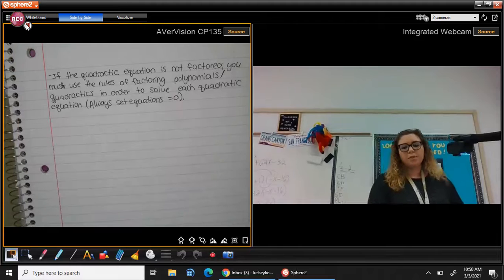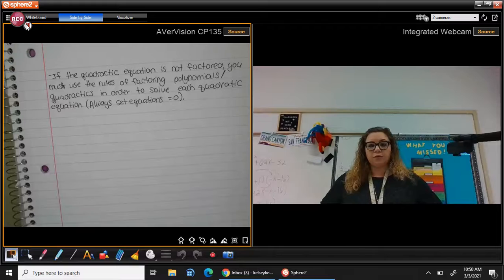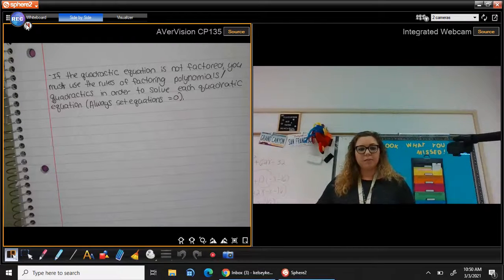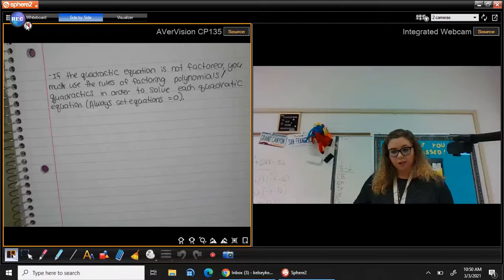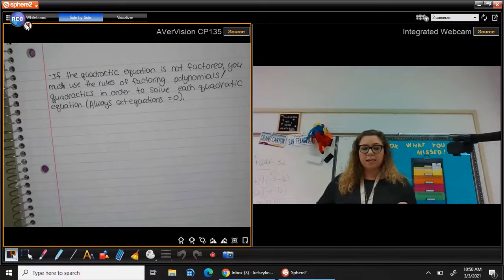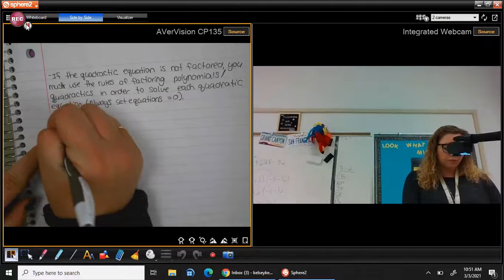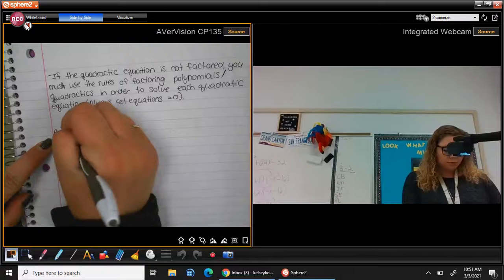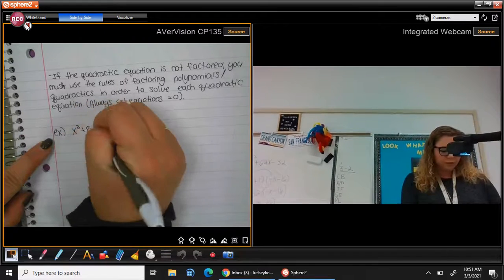Sometimes you're not going to get equations that are already in factored form. If that happens, you must use the rules of factoring polynomials and quadratics in order to solve each quadratic equation. And you're always going to set the equations equal to what? Equal to 0. So let's do an example. We're just adding one extra step. And they want me to find the solutions or the zeros or the roots of this.